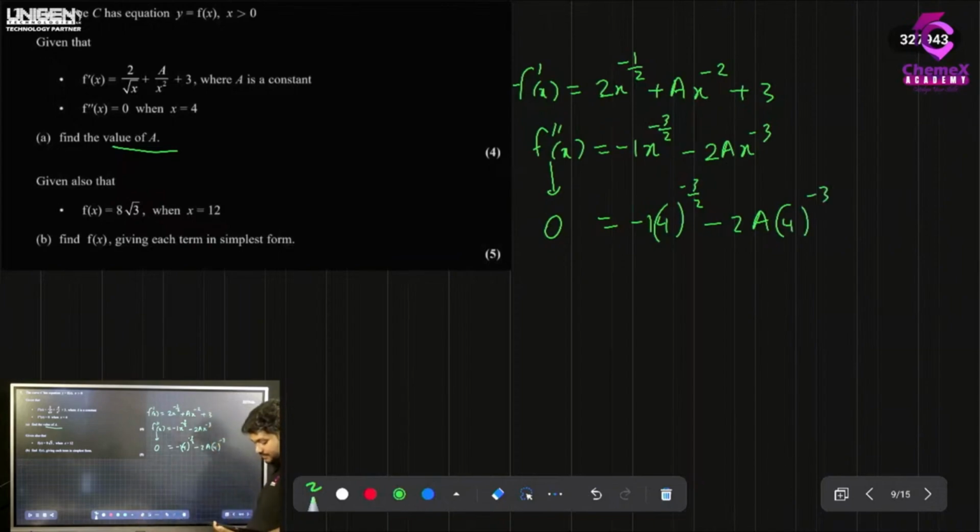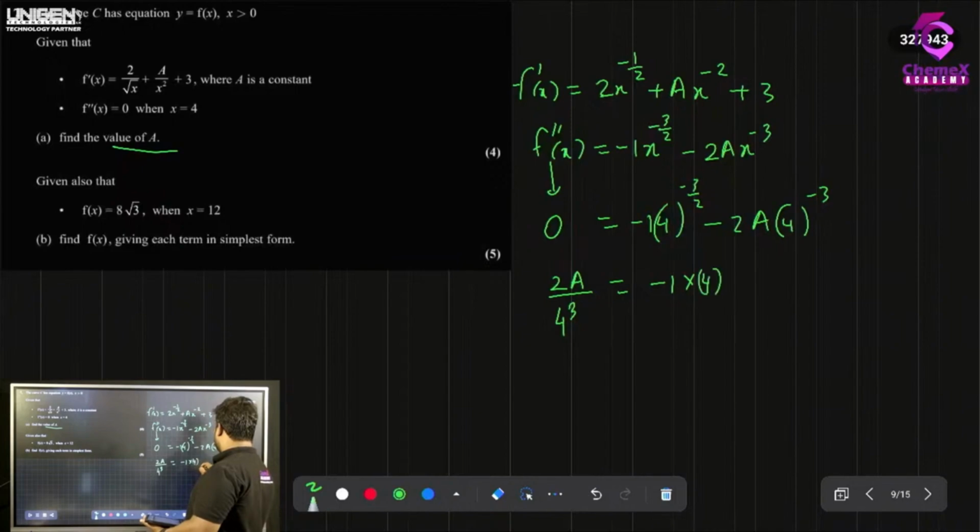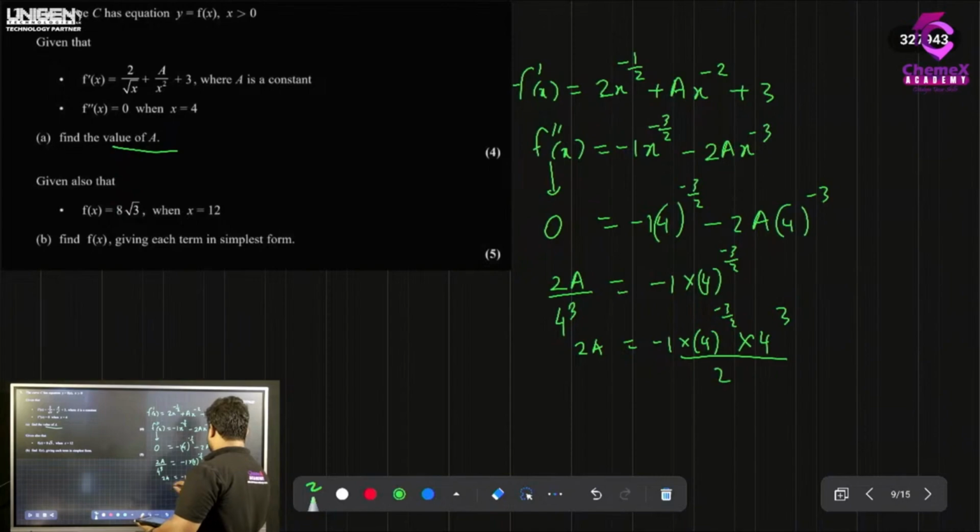So how do you then do it? 2a over 4 to the power 3 equals minus 1 into 4 to the power minus 3 over 2. So just 2a equals minus 1 into 4 to the power minus 3 over 2 into 4 to the power 3, then divided by 2 on both sides. So what is a?